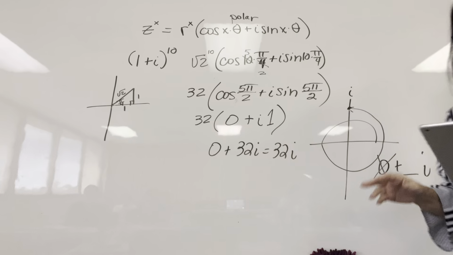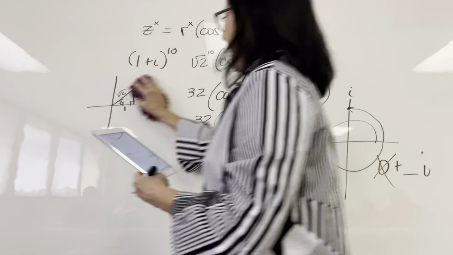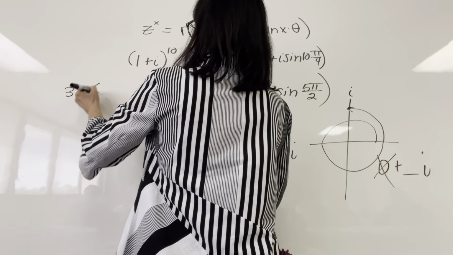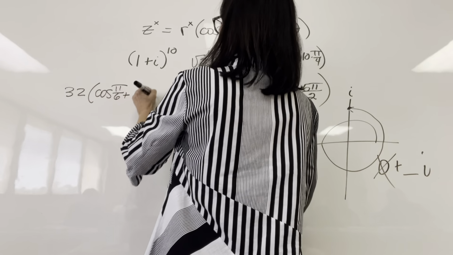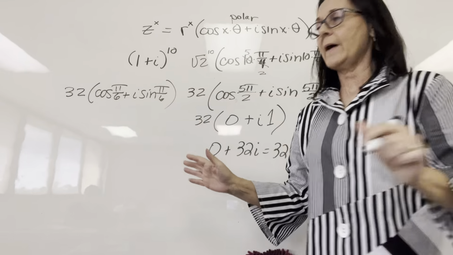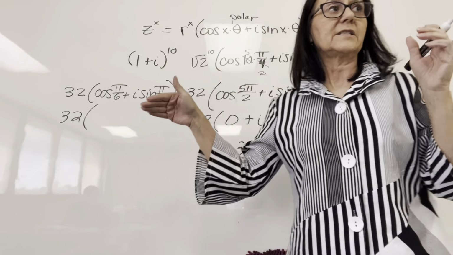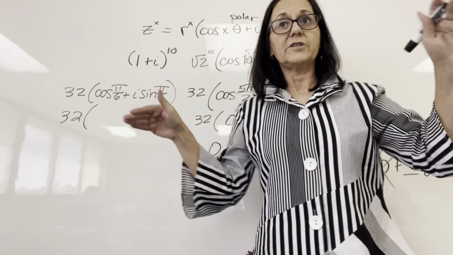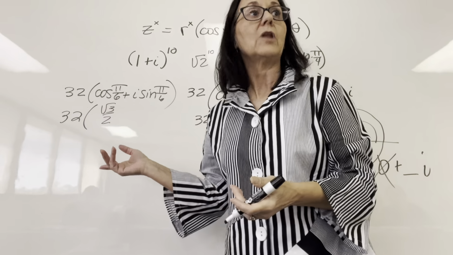Let's go back to the last one. The last one we had, I just want to show you, 32 cosine pi over 6 plus i sine pi over 6. We drew the triangle. But look, you can just do the math. What is the cosine of pi over 6? The cosine counts down. So it's square root of 3 over 2. You didn't have to do this. You could have drawn the triangle like we did.